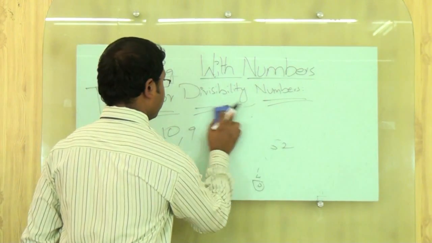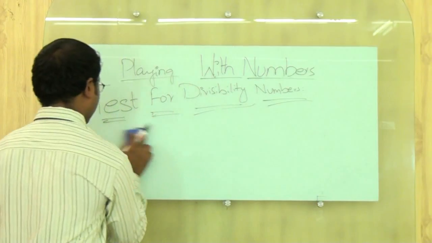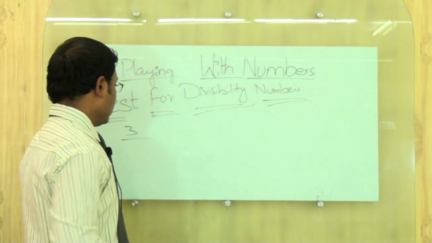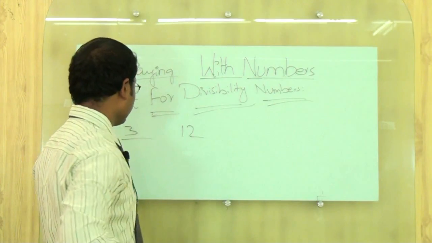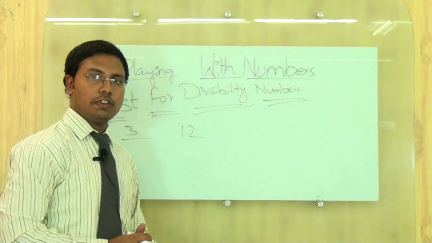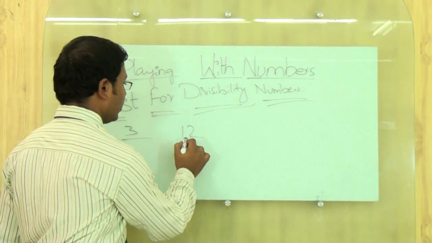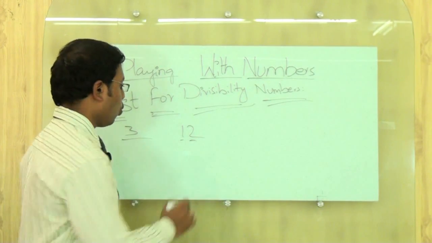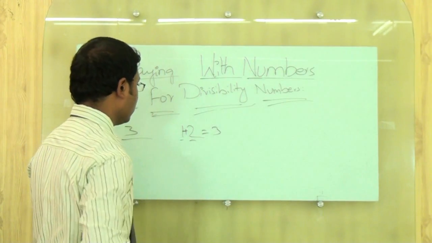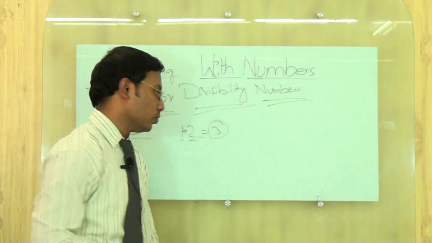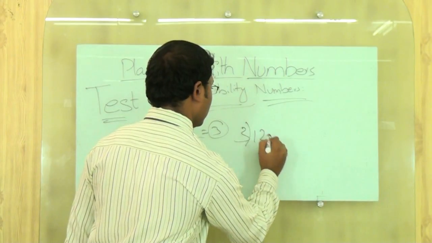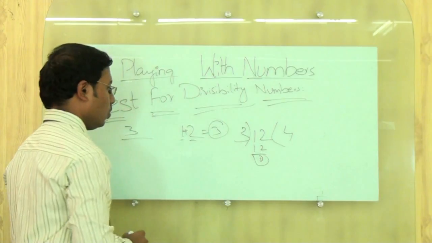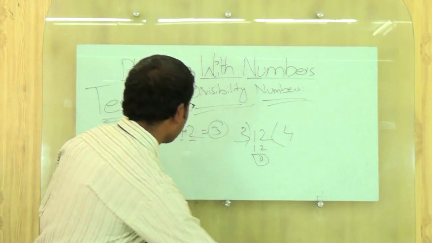Now, the divisibility test for number 3. Let us take the number 12. The condition for the divisibility test for 3 is, if we add these two digits, the result should be exactly divisible by 3. 1 plus 2, the result is 3. Hence 3 is exactly divisible by 3 also. That is 3 into 12. 3 4s are 12. Remainder is 0. So 12 satisfies the condition here.